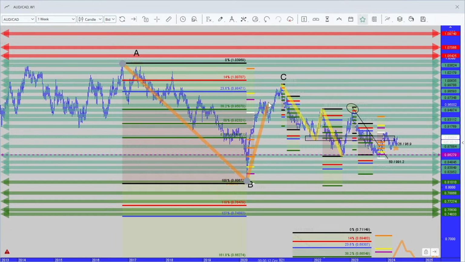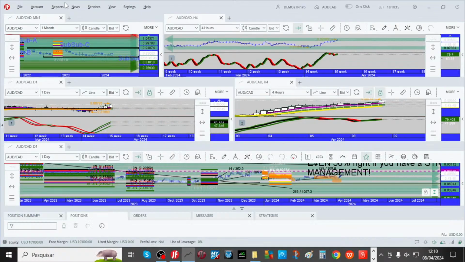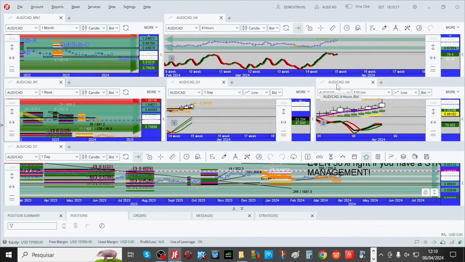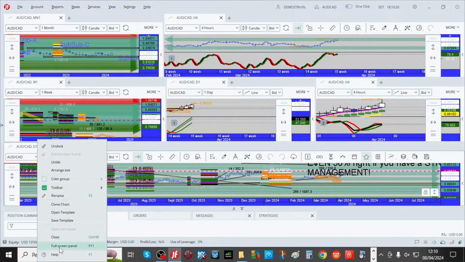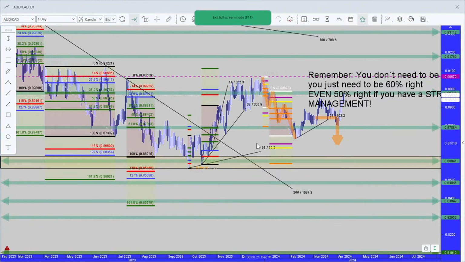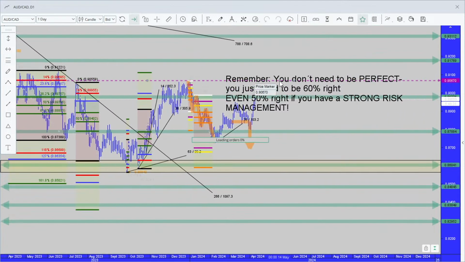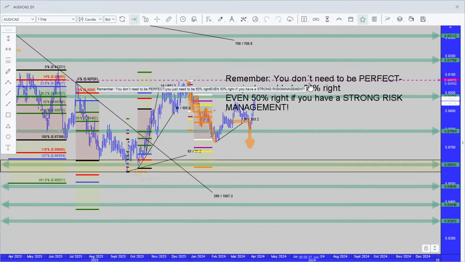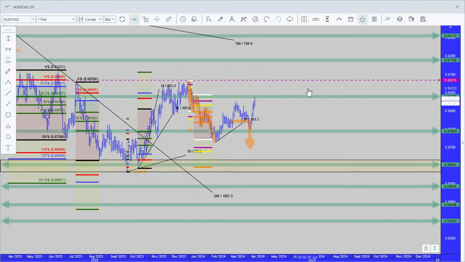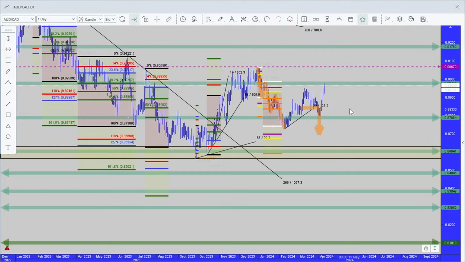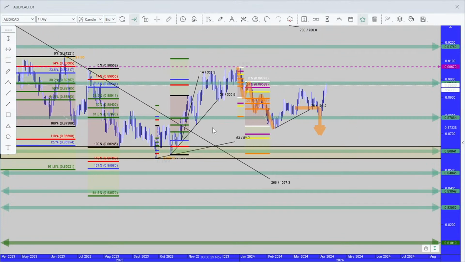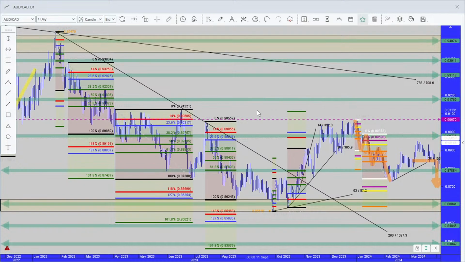A to B, B to C, alright? Now, I believe that AUD on the daily is the original one is up. Remember, you don't need to be perfect, you just need to be 60% right, even 50% right, if you have a strong risk management, right? So we need to delete this one. And we have the original Fibonacci is up, everybody.